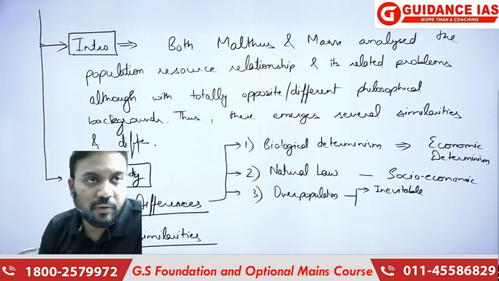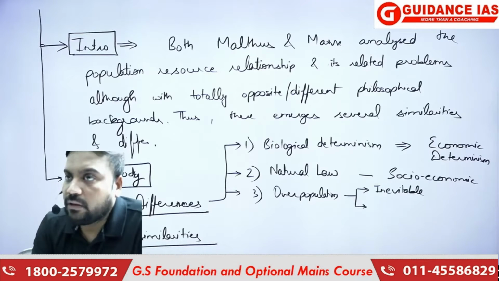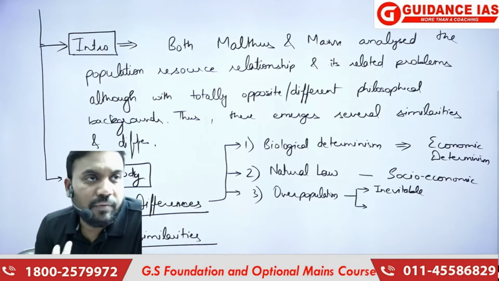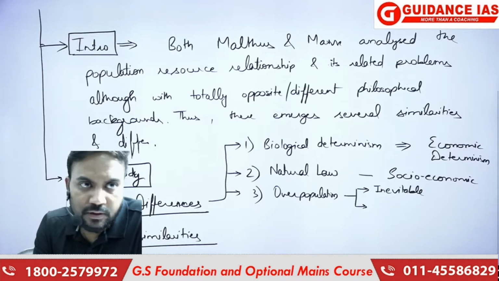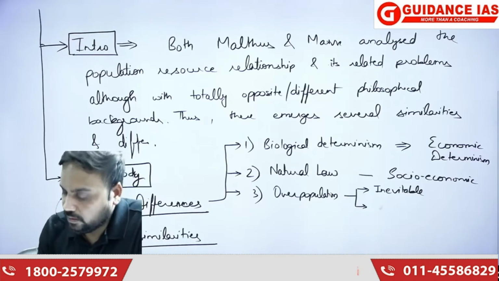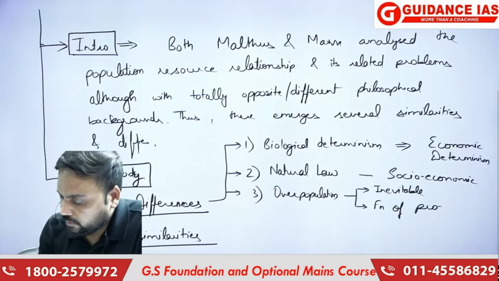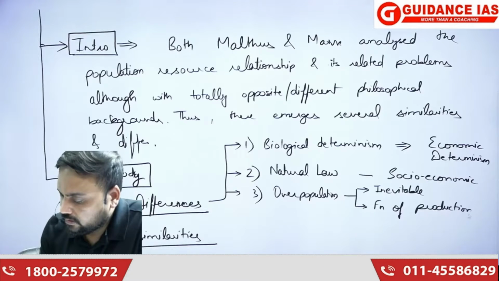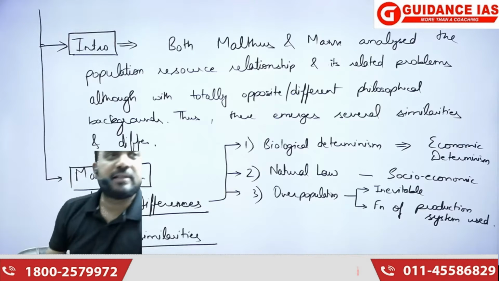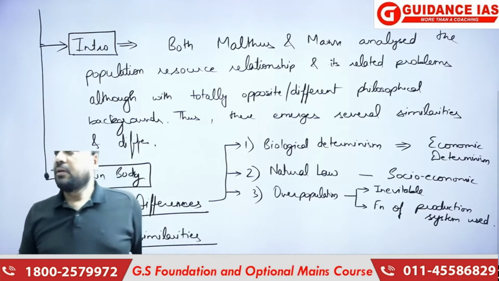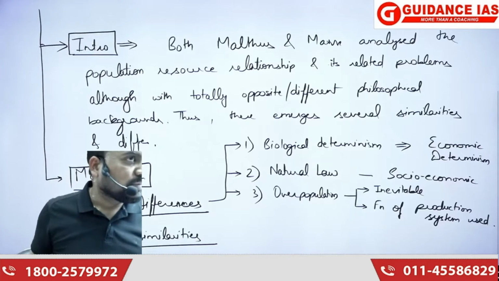Inevitable that there will be overpopulation. Marx says that it is not inevitable, but it is a function of what? It is a function of the production system used. Okay, so he is more saying that it is a function of the production system used. So, for example, he says that in the communist production system there is no such case of overpopulation.